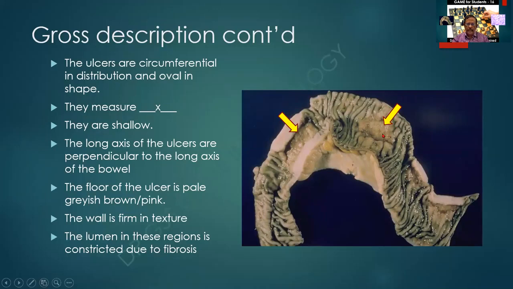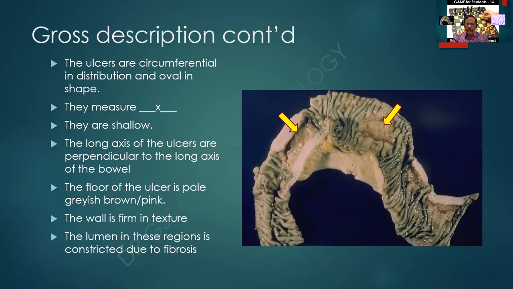The floor of the ulcer is grayish white in color and the ulcer is quite shallow. The surface is flush with the surface of the surrounding normal mucosa. The long axis of the ulcers is perpendicular to the long axis of the bowel. For example, if this is the long axis of the bowel, the ulcer is perpendicular to it, which is characteristic of tuberculosis.